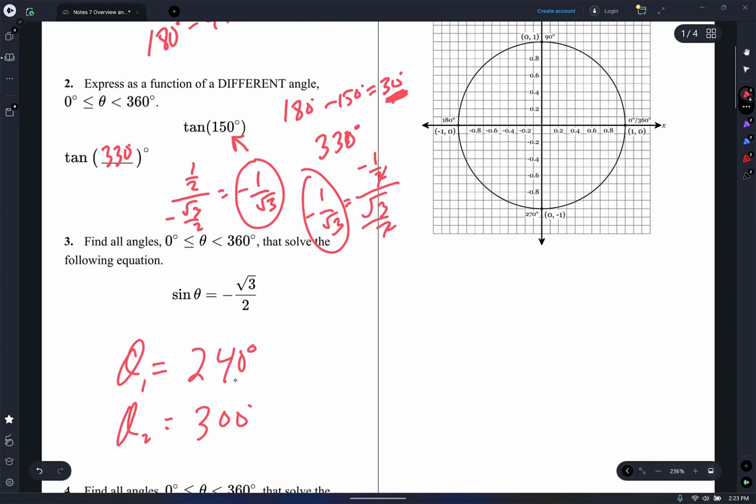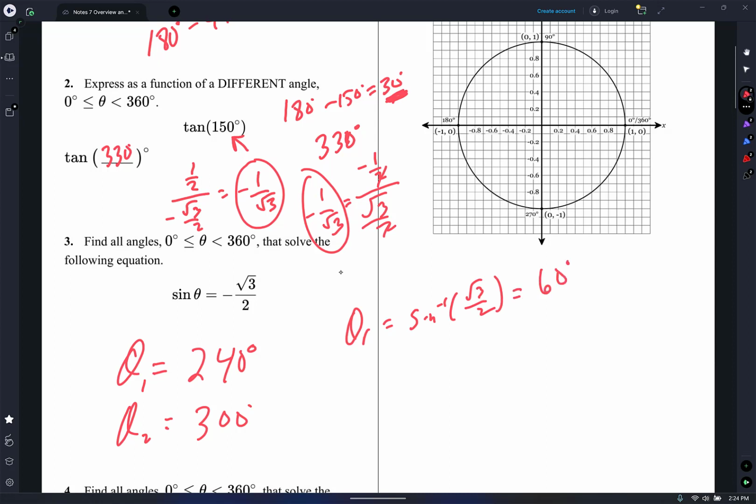Okay, so if you want another way, maybe you're thinking, I haven't memorized the unit circle yet. Is there another way? Yes, there is. There's always another way. Remember that if you want to get the reference angle, I write theta r. And if you want to get the reference angle, you just drop the negative. Arc sine of square root of 3 over 2. If you type this in the calculator it will spit out 60 degrees. That's my reference angle. Yes or no?